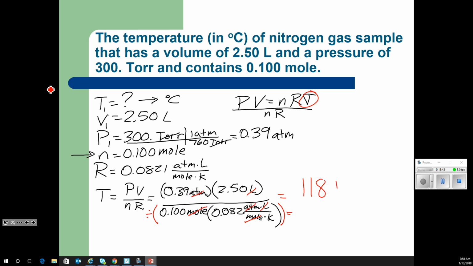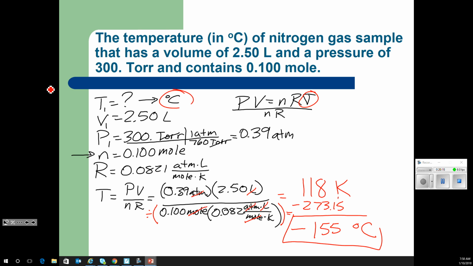Okay, so that's Kelvin. They wanted Celsius. What do I have to do to go from Kelvin to Celsius? Minus 273. Okay, so I'm going to now take a minus 273.15, don't forget the 15, to get to my degrees Celsius. Okay, what do we get? Okay, and since we only have 3 significant figures, we'll just go with that.